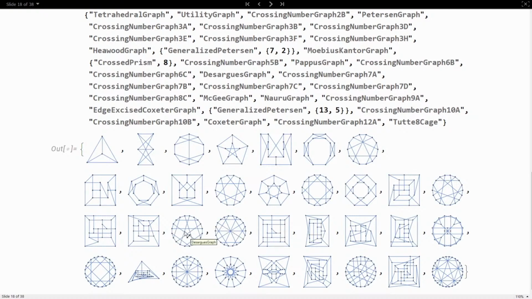The Desargues graph, for example, is one of them. So I did a column about all these various crossing number graphs, and now it's a standard thing, the crossing number graph. But we don't know what is after the Tutte 8-cage.